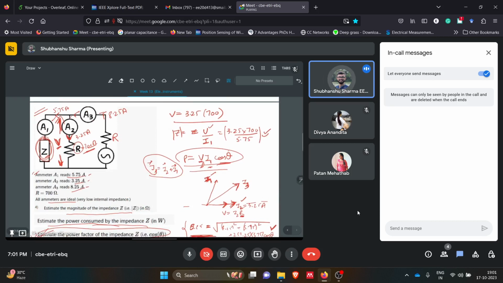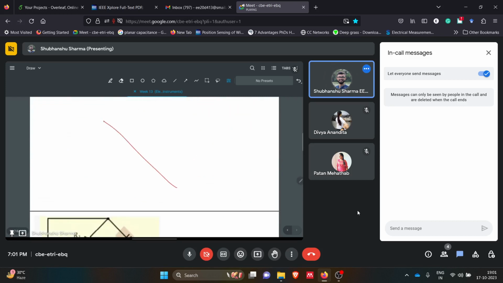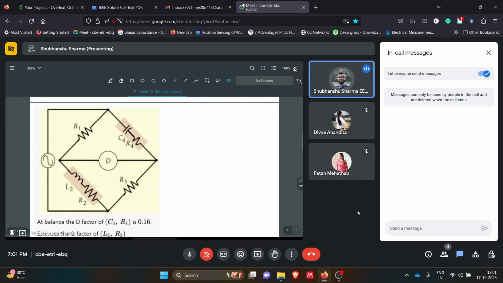Whenever you get some elements apart from a resistor, either a capacitor or an inductor, you should keep in mind the angle between the voltage and the current of that element. Only then should you consider what will be the power used by that element. So keep that in mind. So this was about this, and then we have a typical bridge circuit.